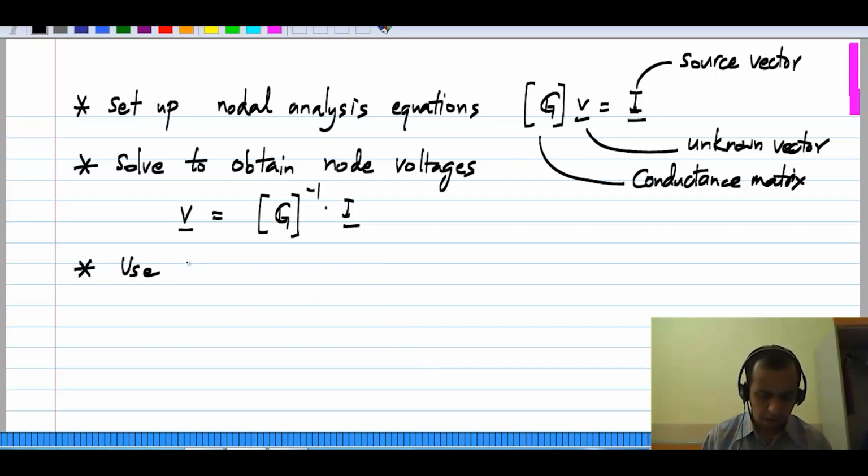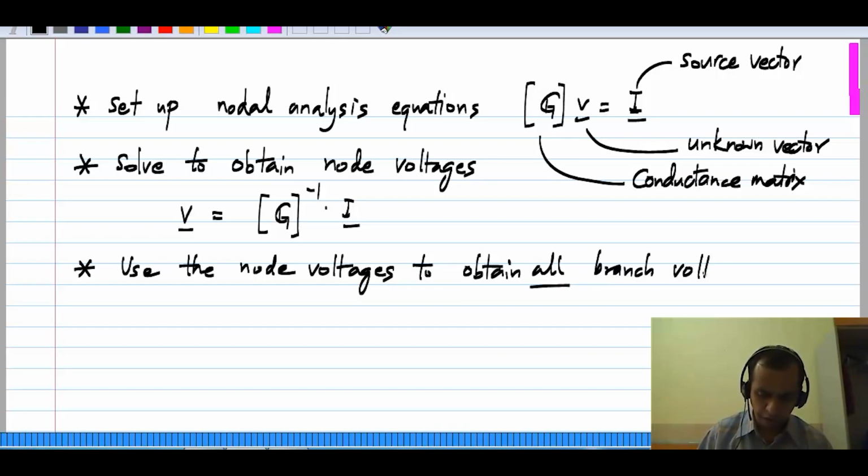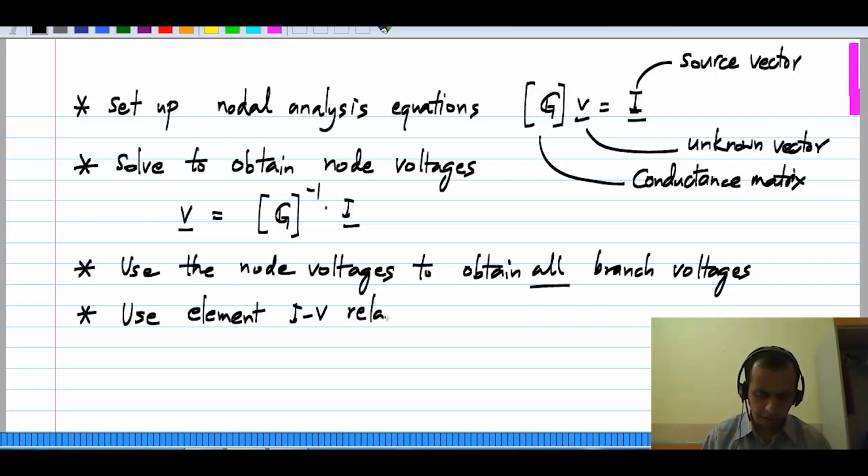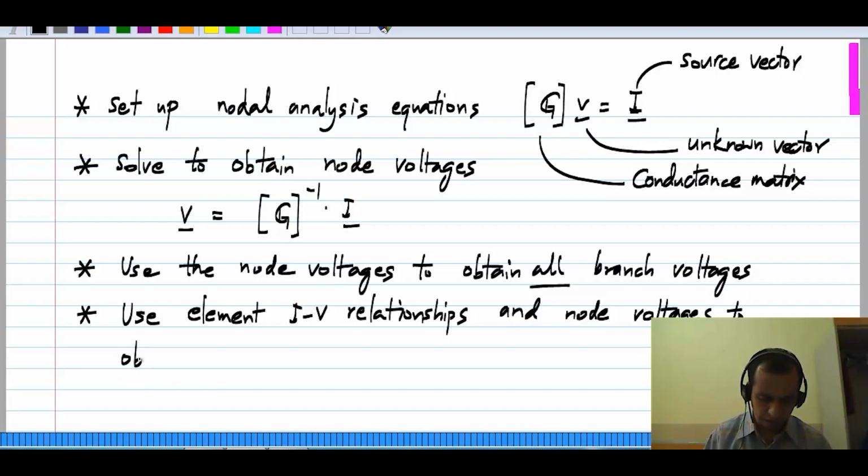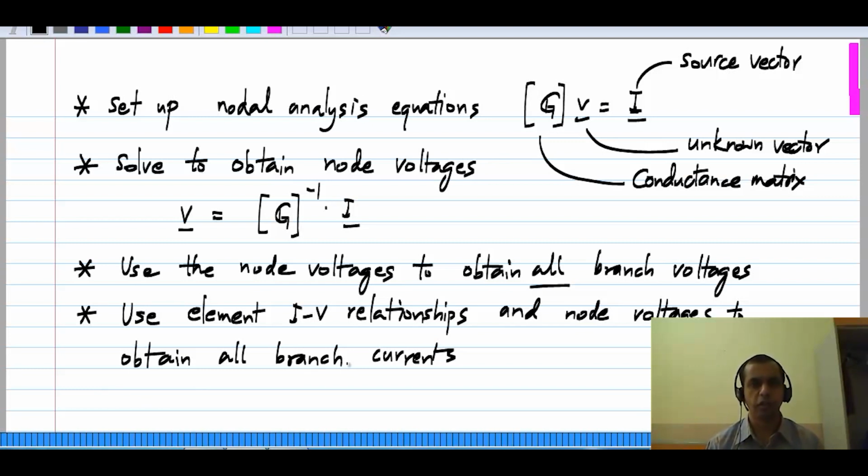then use the node voltages to obtain all branch voltages, and finally use element IV relationships and node voltages to obtain all branch currents. So at the end of this process you will have all branch voltages and all branch currents.